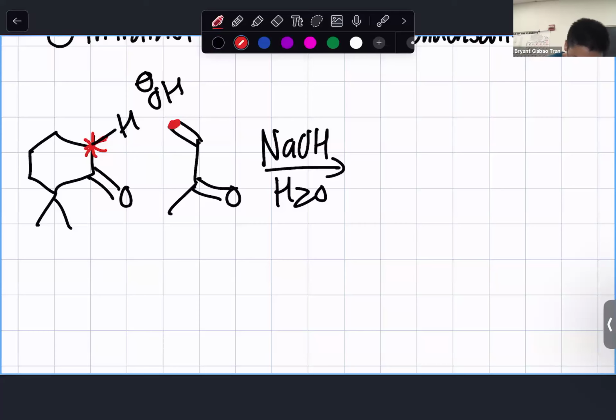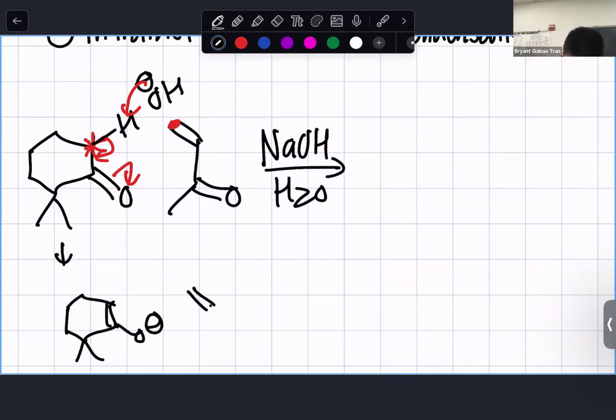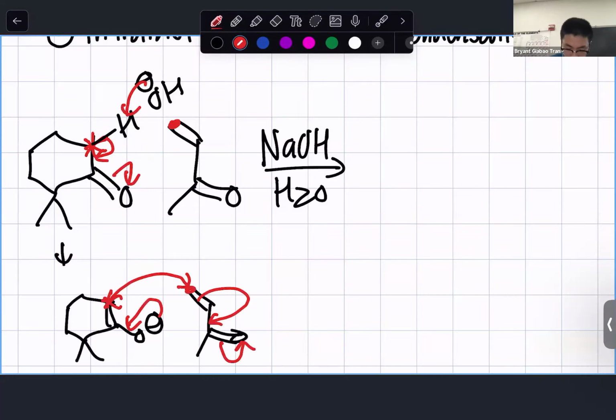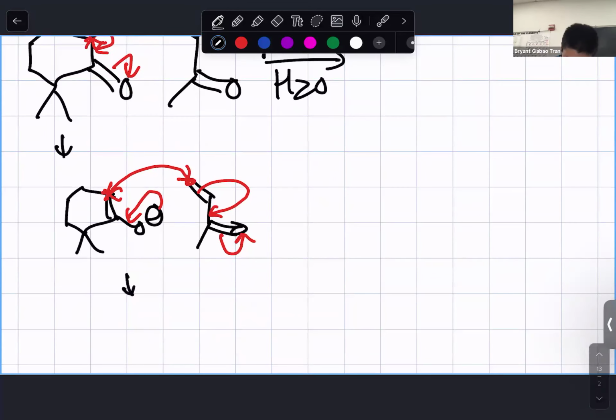Deprotonate that acidic alpha hydrogen, form the enolate ion. Star the nucleophile, dot the electrophile. Reform the carbonyl. Alpha carbon attacks the beta carbon. Like alpha carbon of the enolate attacks the beta carbon of the enone. Shift the double bond to make a double bond there, and then pop the double bond to the oxygen. Make the new connection. Star. New bond between the star and dot. This dot is attached to single bond, double bond, O minus.